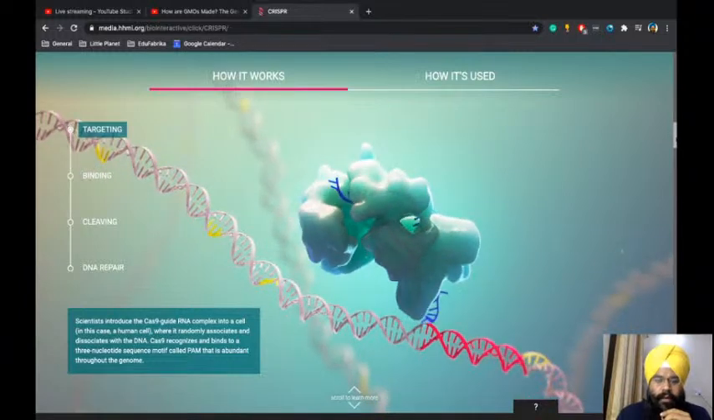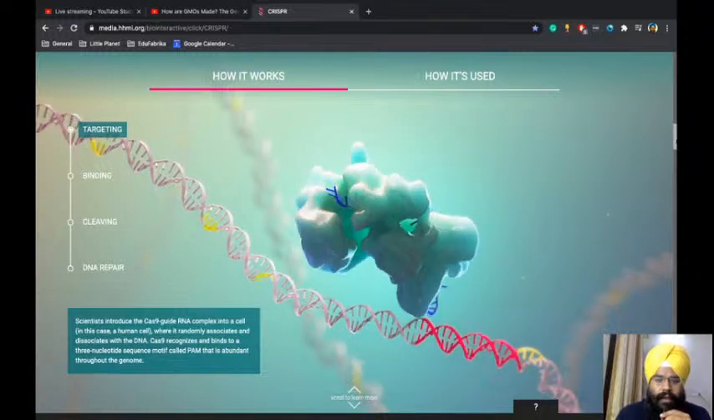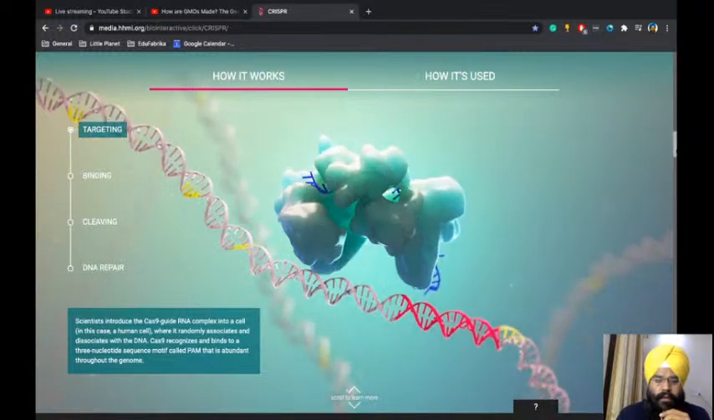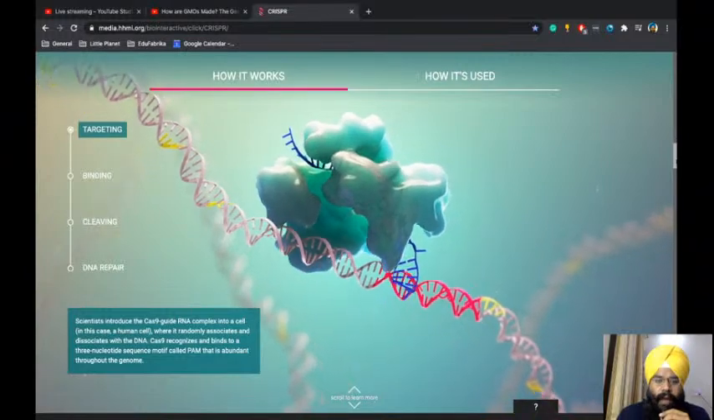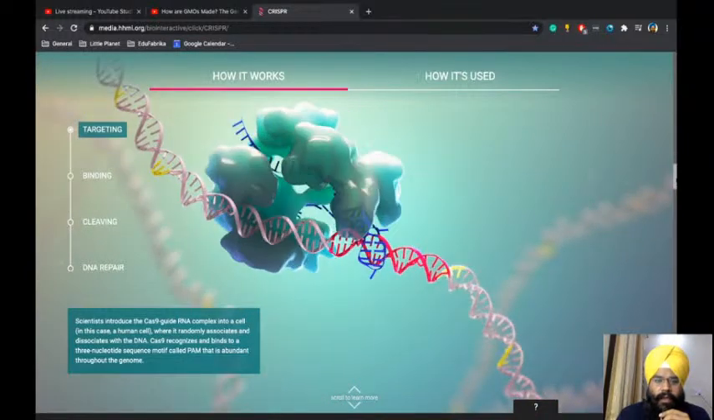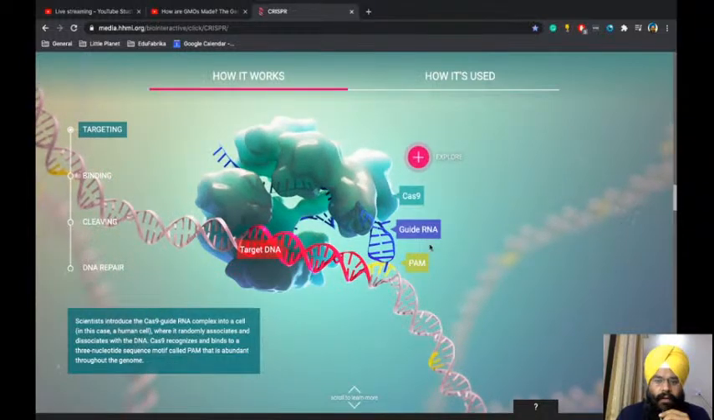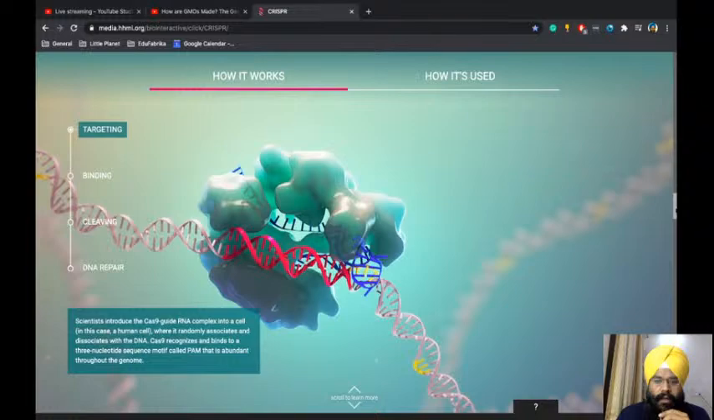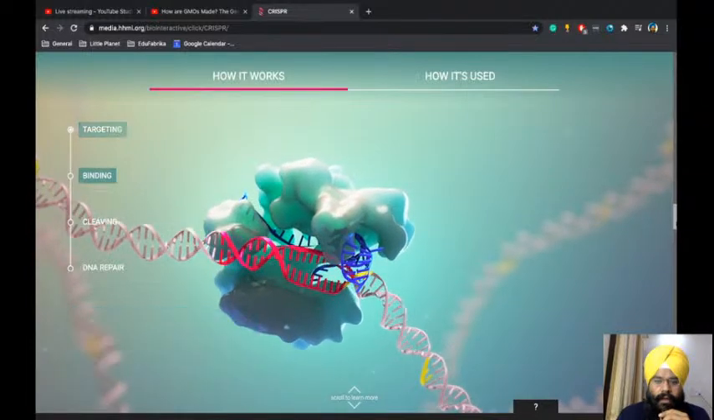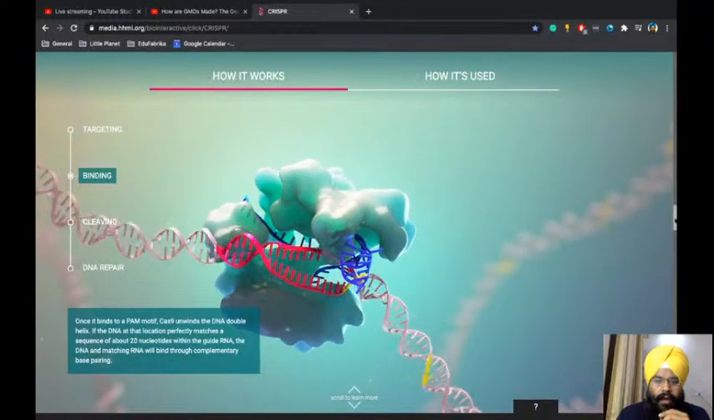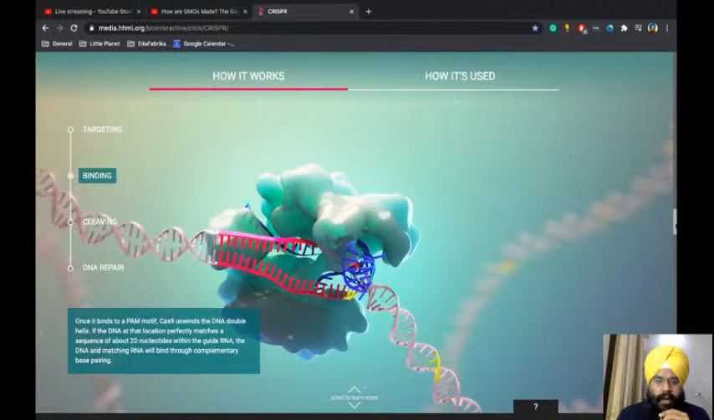Cas9 binds to a 3 nucleotide sequence motif called PAM, which is abundant throughout the genome. So it will find a sequence called PAM. Here is a PAM. Cas9 will attach to it and unwind your DNA by attaching to it.